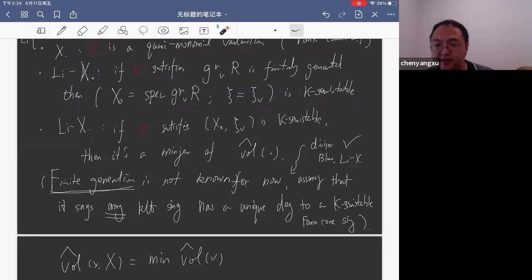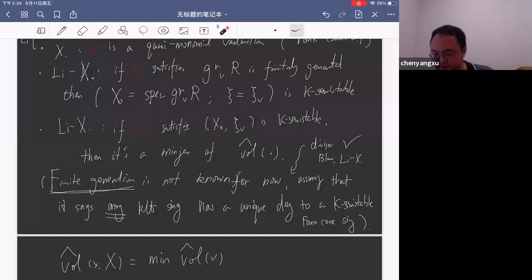All I can prove is that if I have a Fano variety and it's K-semistable, then it has to be KLT. But it seems to me that this is the best statement that one can get if you talk about the general Fano world, if you don't specify any other global invariants.